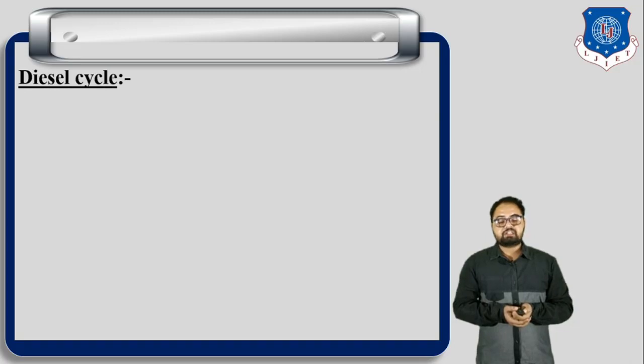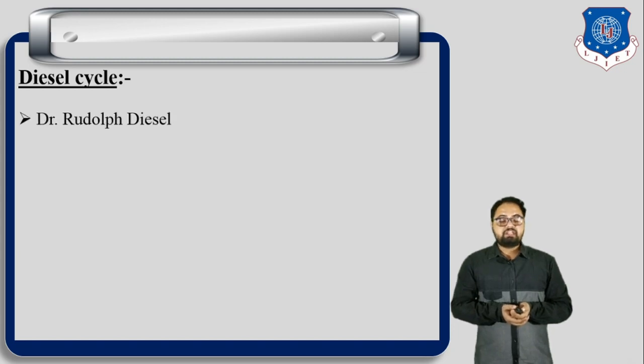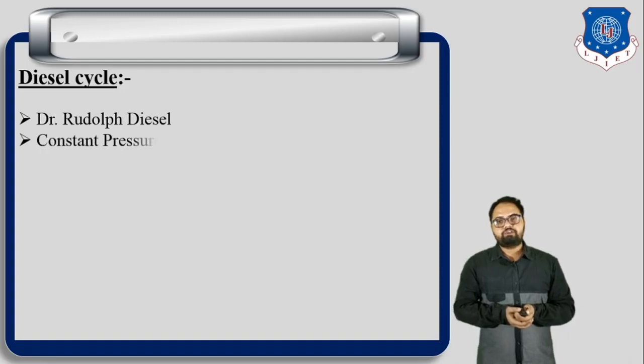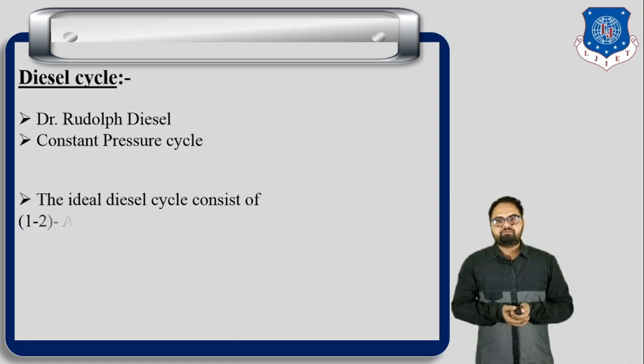We will next discuss the diesel cycle, the air standard efficiency of the diesel cycle. First of all, the diesel cycle was developed by German engineer Rudolf Diesel, and this cycle works at constant pressure. It is also known as the constant pressure cycle, because in this cycle the heat addition takes place at constant pressure.